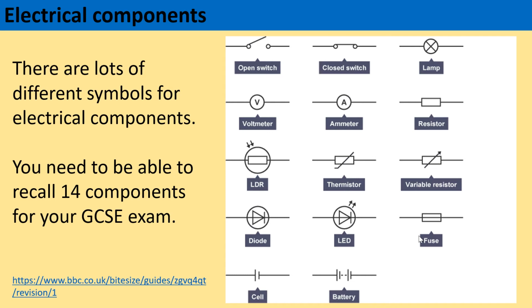Now, if you were to go onto the BBC Bitesize link that I've put on the bottom left of the screen, it would tell you what all 14 of those components actually do. I'm not going to go through this now, but that link is also in the Teams information that I set you this morning, so you'll be able to find out what job all 14 of those components do.